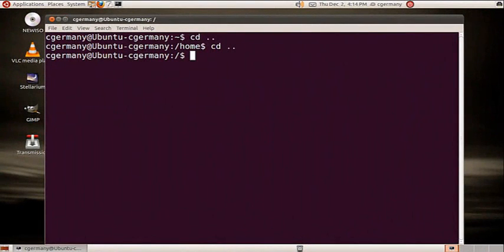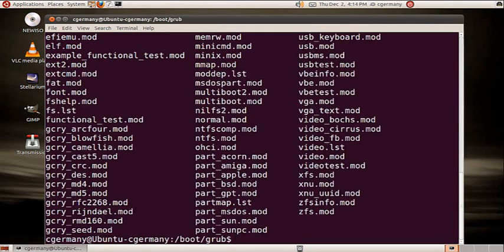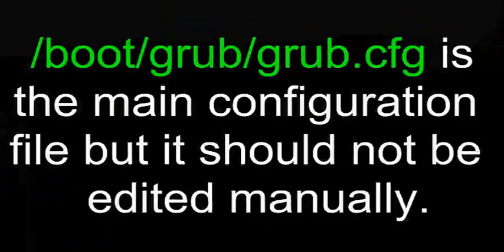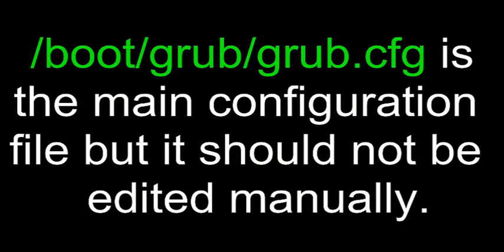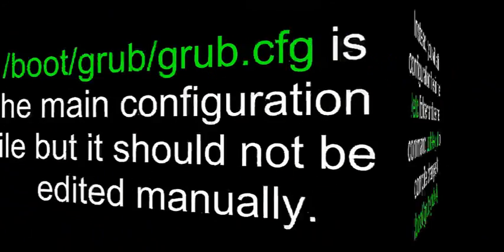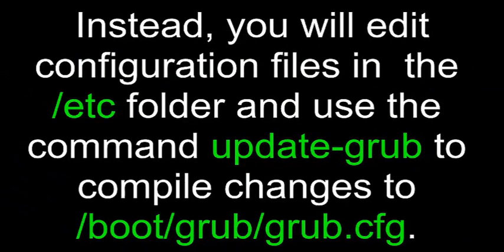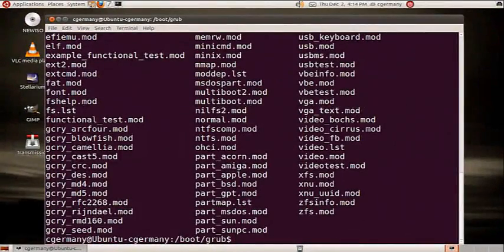And I'm going to go into boot, and I'm going to go into a subdirectory called Grub. I'm just going to list some of the files here, but in the Legacy Grub, you used to have a menu.lst file, and that menu.lst file is no longer here. Okay, it's been moved. Boot Grub grub.cfg is the main configuration file, but it should not be edited manually. Instead, you will edit configuration files in the etc folder and use the command update-grub to compile changes to boot grub grub.cfg. What you have instead, I'll cat it, is a grub.cfg file.